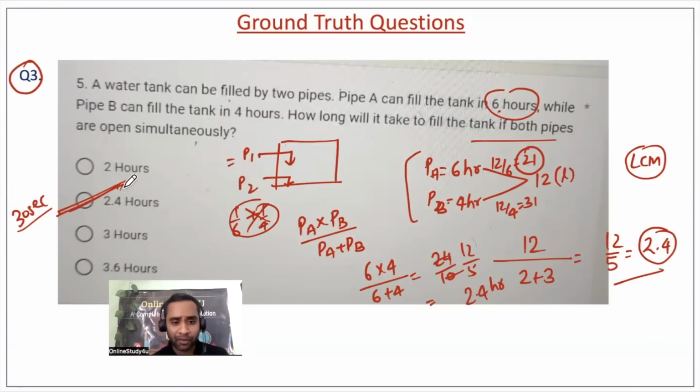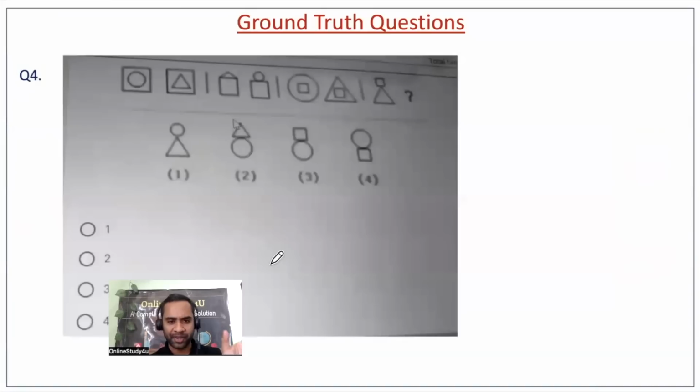Friends, there are multiple ways to solve the problem. The only thing is you have to understand, and then you will be able to solve the problems in your mind itself. So basic, you have to work on your basics. Now we will start with abstract reasoning, friends.